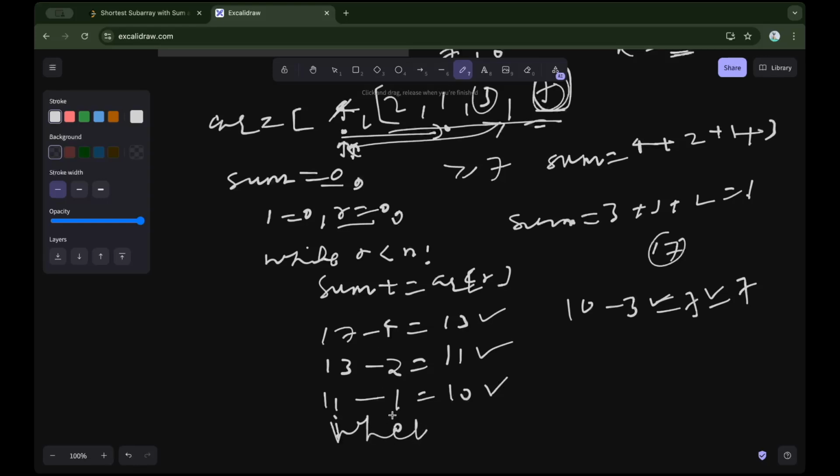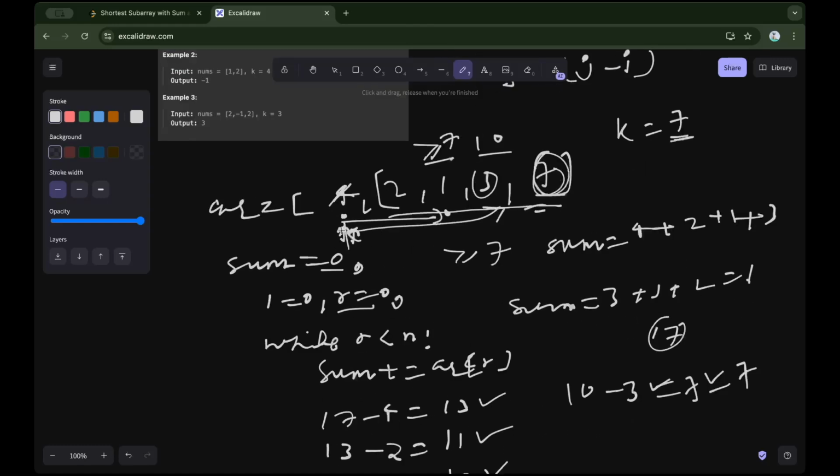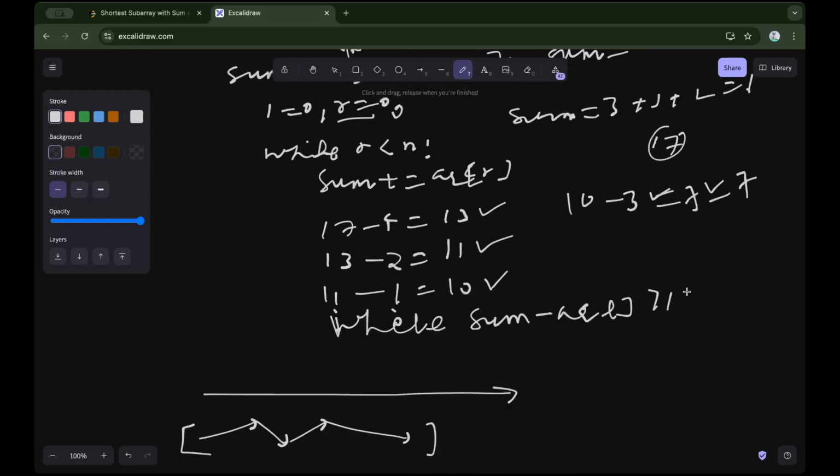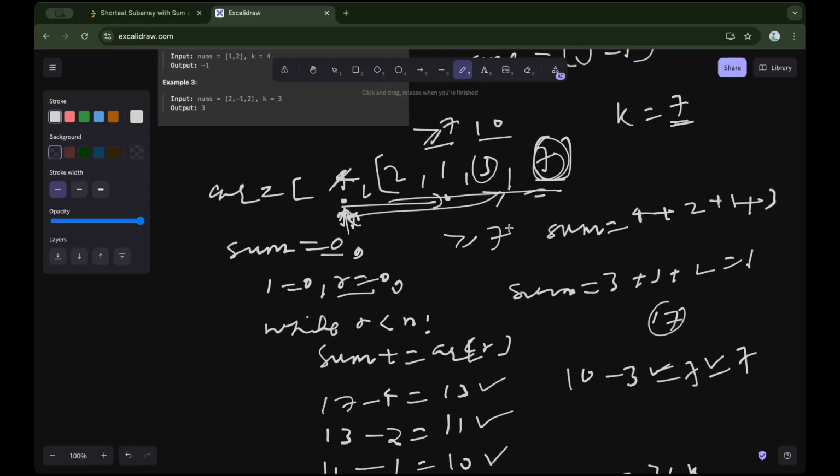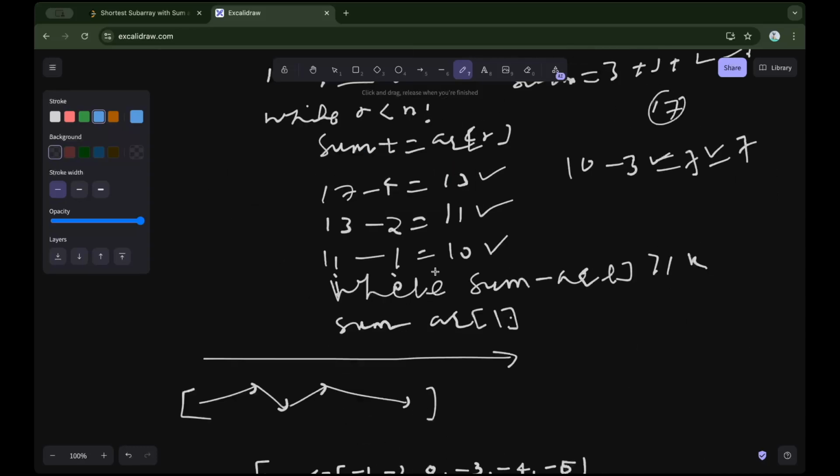Because when we are putting this condition, while sum minus A of L is greater than k, then we subtract A of L from the sum. Basically, standing here, we'll just decrement this, so that you can have an idea whether my subarray is having a greater sum or not.